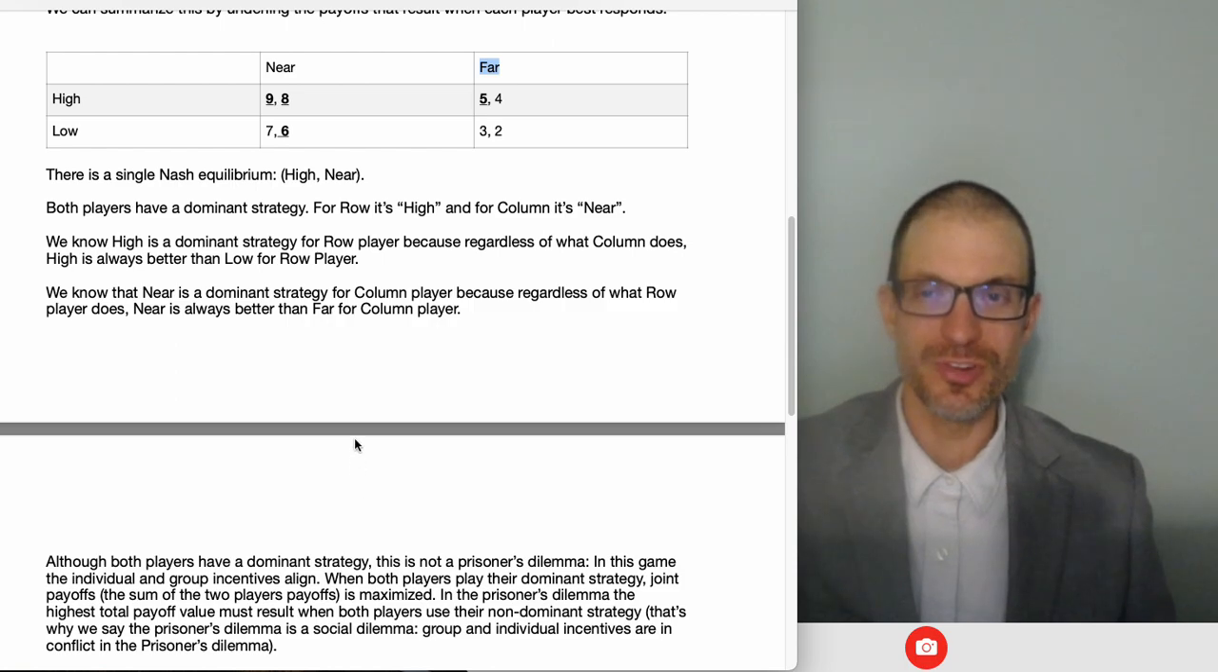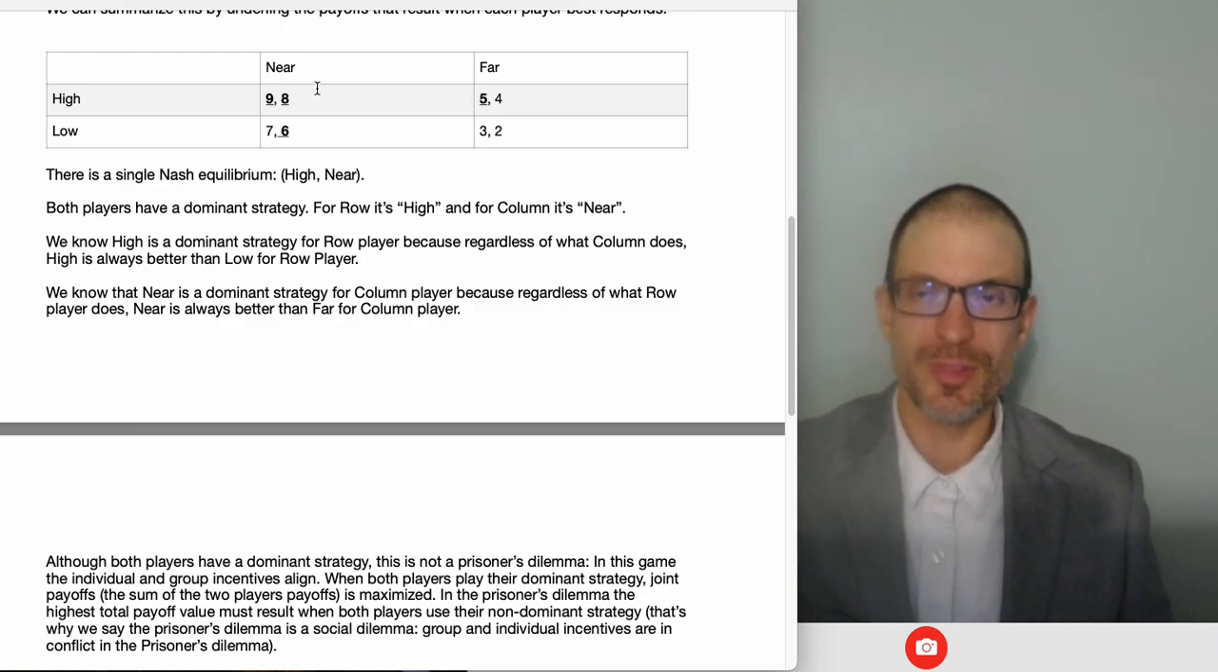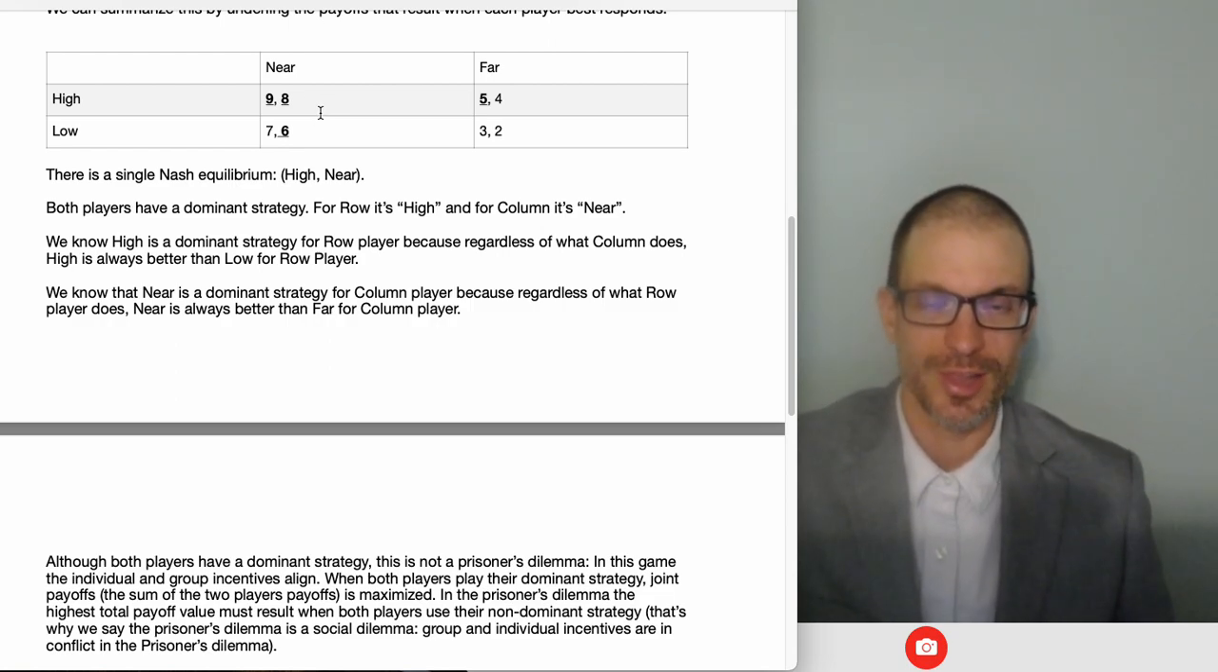This is not a prisoner's dilemma though. Interestingly, it looks like one, but it's not. Look closely. They both have a dominant strategy. That's one of the criteria for a prisoner's dilemma. The other one is we have to have a misalignment of group and social incentives. And that happens by seeing if the sum of their payoffs when players play their non-dominant strategy exceeds the sum of their payoffs when they play their dominant strategies, then we got a social dilemma, a prisoner's dilemma, right?